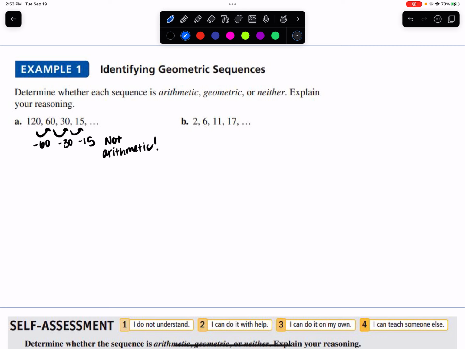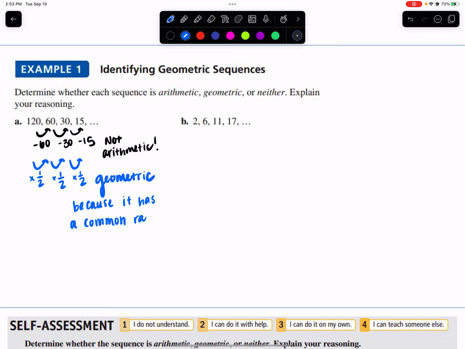Okay, so then I'm going to try geometric. Am I multiplying by the same thing? So 120 times what equals 60? So I'm going to do 60 divided by 120, and I'm going to get 1/2. Okay, 30 divided by 60 is also 1/2. And 15 divided by 30 is also 1/2. So I'm going to see that this is geometric because it has a common ratio of 1/2.